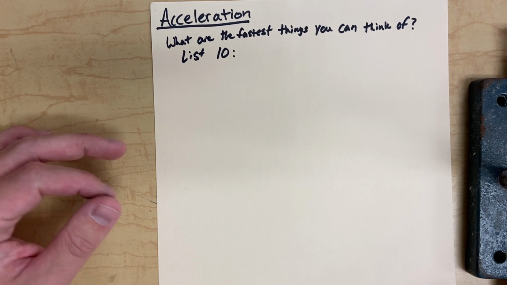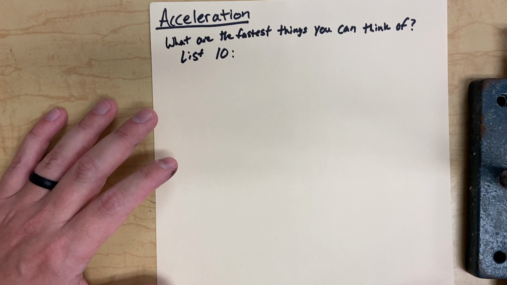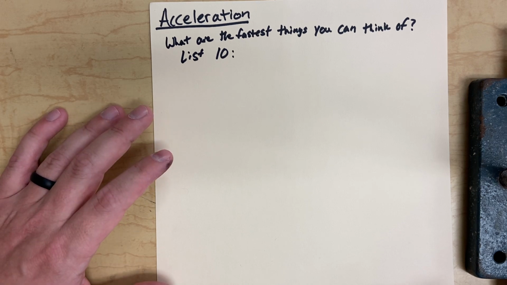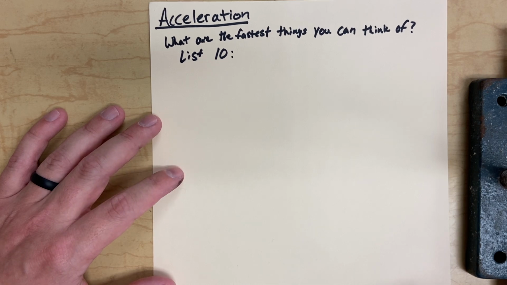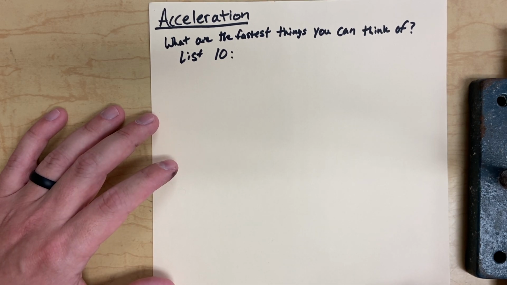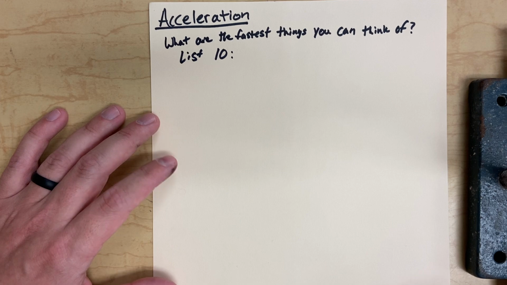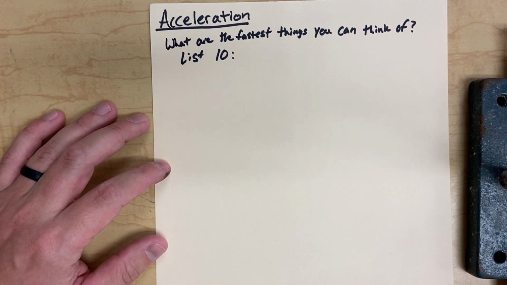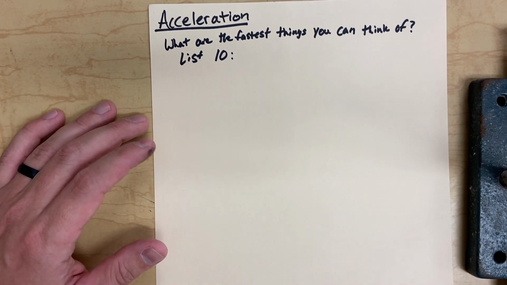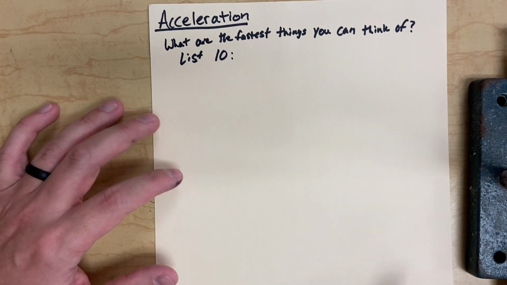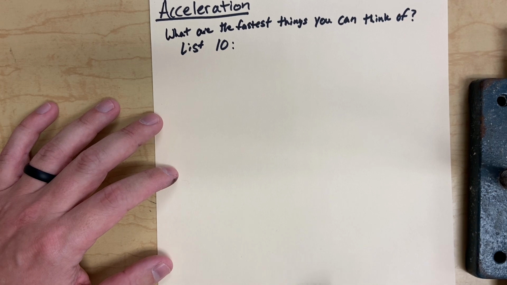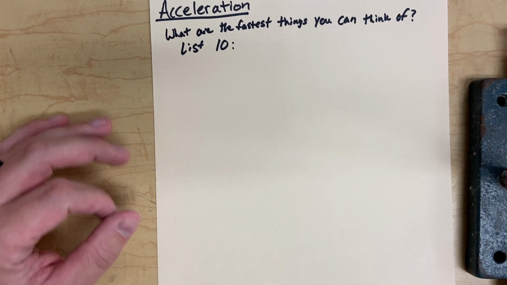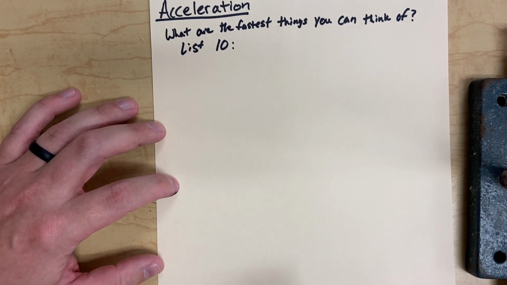Okay, now that you've made your list of 10 things, I want you to think about what makes them fast. What makes an object fast? Does the rate that they speed up affect how fast they are? These are things that I want you to think about as we go through this, okay? So, after you've made your list and thought about how they speed up or slow down, is that what makes them fast? We're going to talk about acceleration.